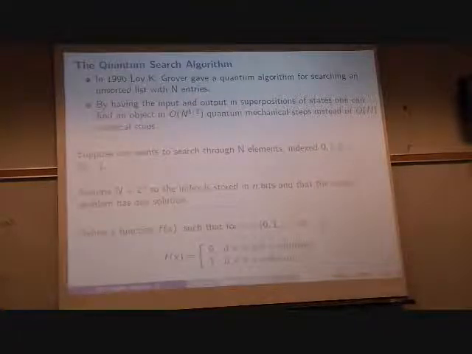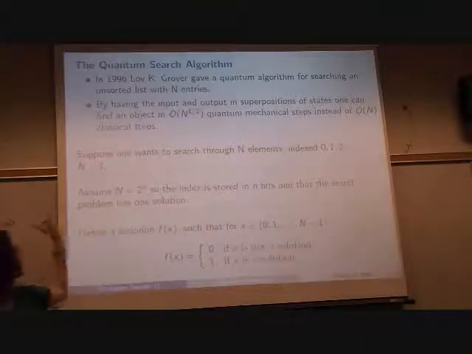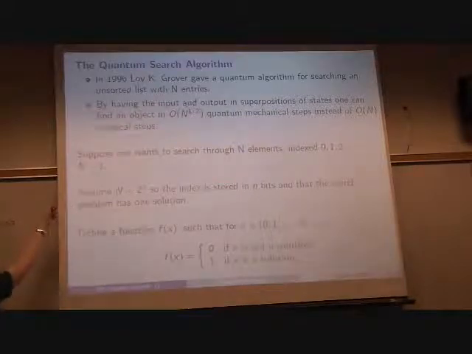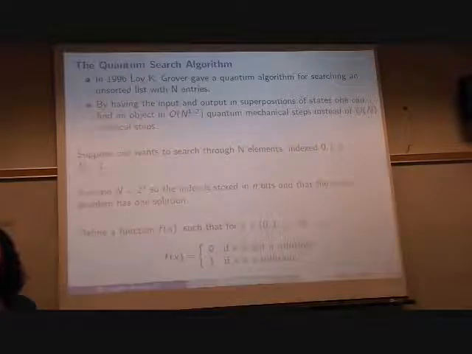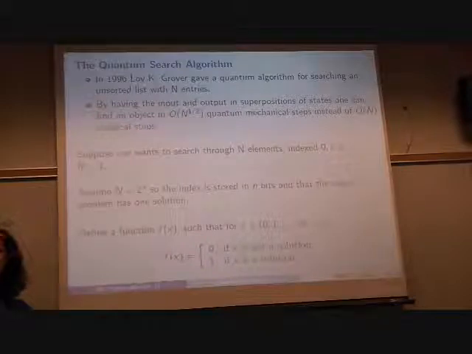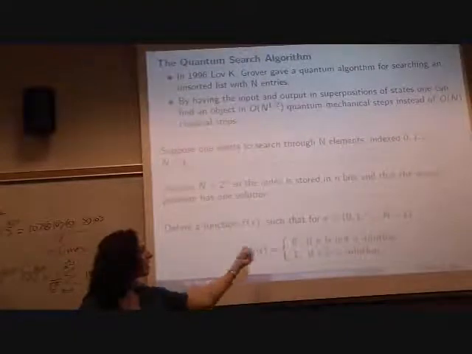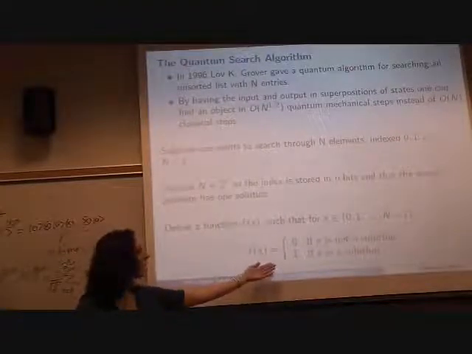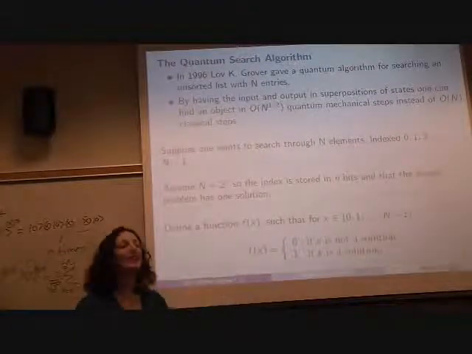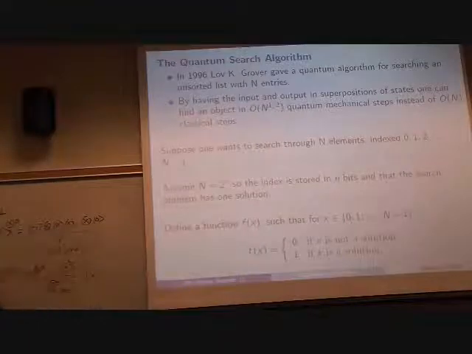And so in order for this to work, we need to have a function that recognizes the solution. So remember, we're searching through 0, 1 through n minus 1. And so for each element, we need to answer the question, is this the solution, yes or no? If we're not able to recognize solutions to the search, then this falls apart. It doesn't work. So let's define the function. It's 0 if it's not a solution, and it flags it. It spits out a 1 if it is a solution.